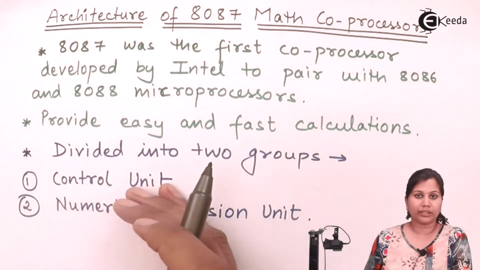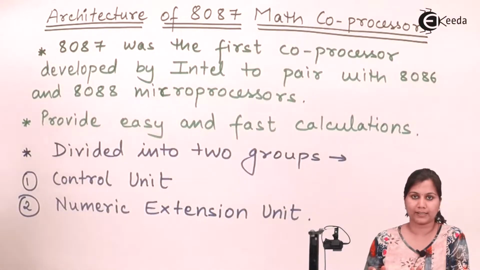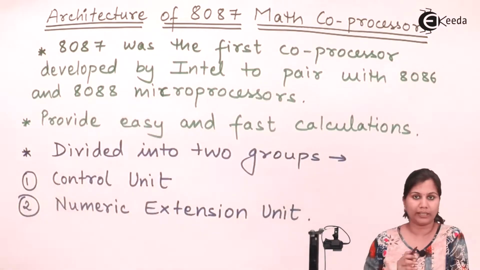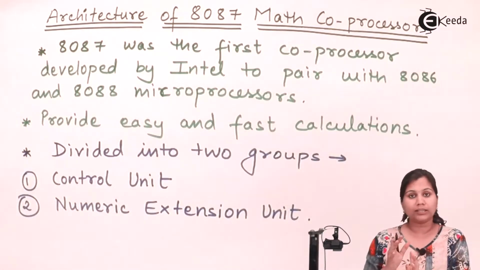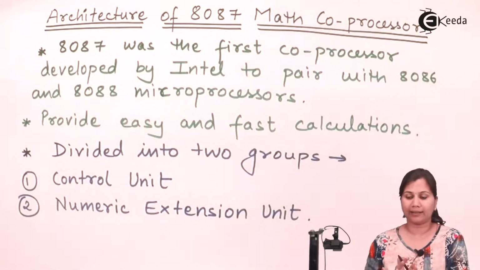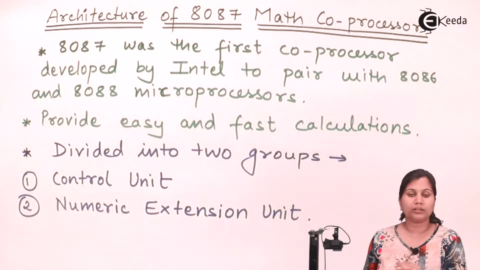Now the control unit controls all the communication between the microprocessor and the coprocessor. The microprocessor will be 8086 or 8088, and all the communication between the microprocessor and coprocessor will be handled by the control unit. And the numeric extension unit handles all the numeric calculations done by the coprocessor. Okay.